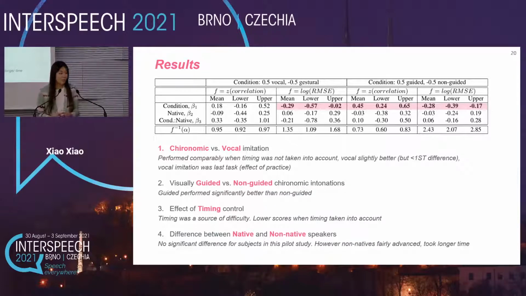But we do see some more pronounced effects when we compare visually guided versus non-guided imitations. Guided performed better than non-guided. If we look at the effect of timing control, comparing the analysis with timing taken into account and without, we see that with timing, the scores are a bit worse. This was something that the subjects also reported. They all said that it was a bit difficult to control the timing by dragging their fingers. Surprisingly, though, we didn't find any significant difference between native and non-native speakers.